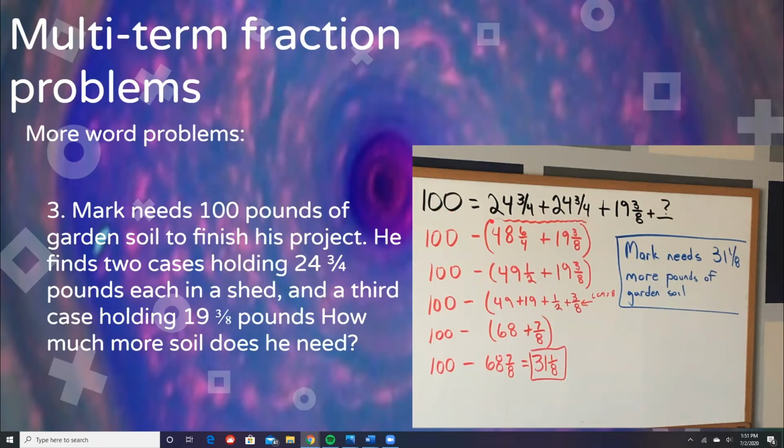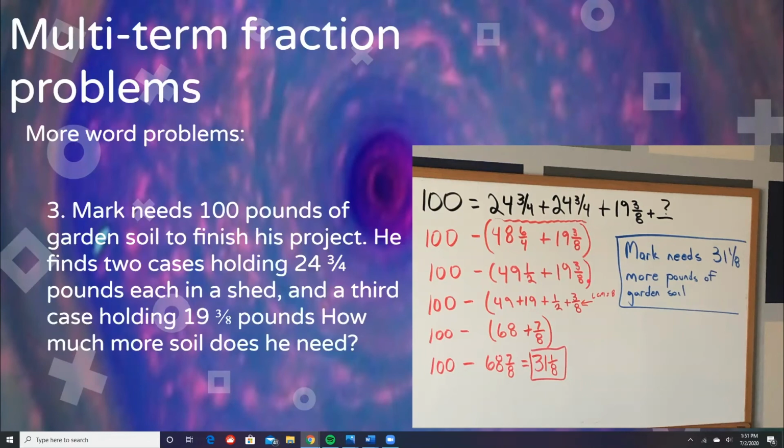I think the first thing we need to recognize is 24 and 3/4, and 24 and 3/4 is the same as 48 and 6/4. And we're still going to add our 19 and 3/8. So we've simplified the problem a little bit. We also know that 6/4 is an improper fraction. So we can change 48 and 6/4 into 49 and 1/2. So now we know it's 100 minus 49 and 1/2 plus 19 and 3/8.